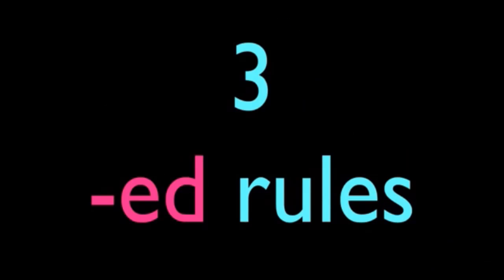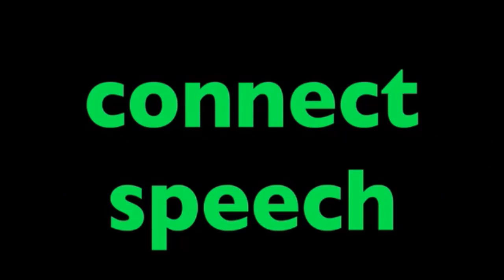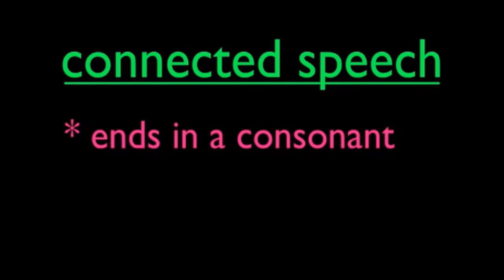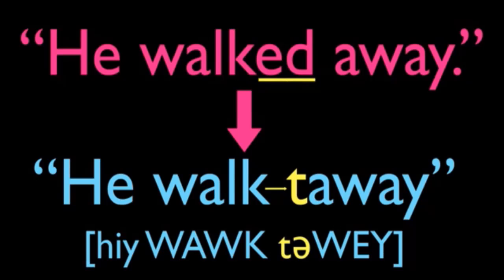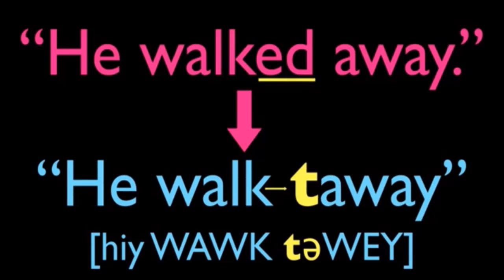These ed pronunciation rules are particularly important because in English, we connect our speech when we have a word that ends in a consonant and is followed by a word that begins with a vowel. In this case, the way you say the verb's ed ending will be heard loudly and clearly. For example, he walked away is pronounced he walked away. Did you hear the t in walked clearly? See?